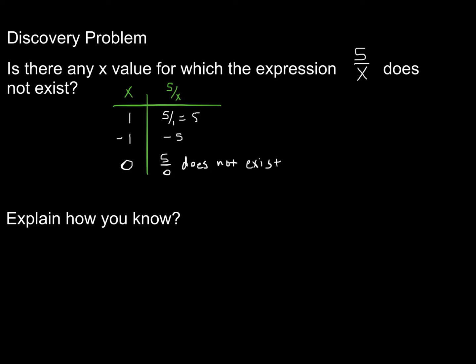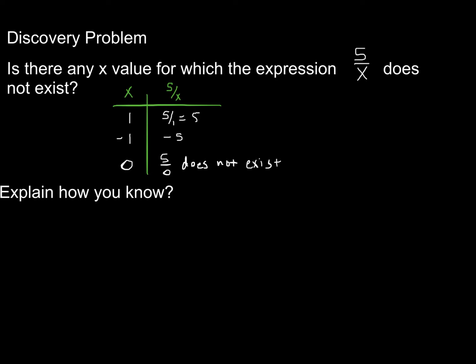And so what we'd like to do is explain how we know that taking a number and dividing it by 0 results in something that does not exist or that we cannot define. And I'm going to take you through a couple of different ways to explain why a number divided by 0 does not exist. So to do this, let's think of something maybe a little easier than 5 over x. Let's think about something like 1 over x.